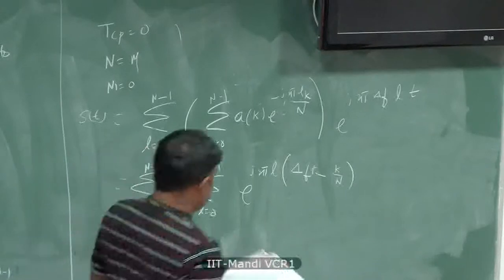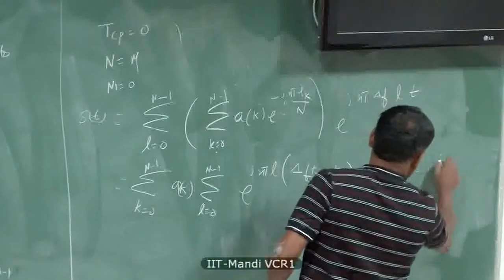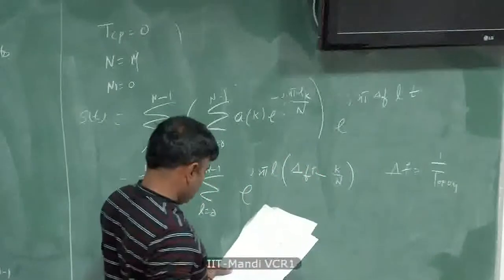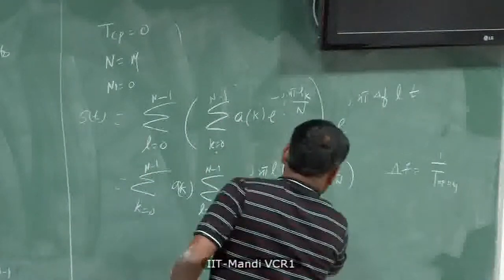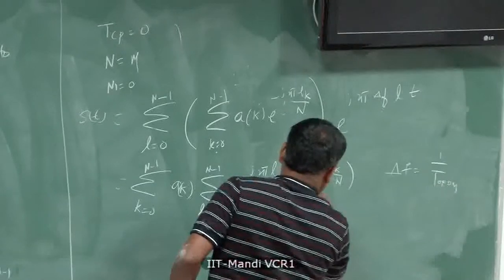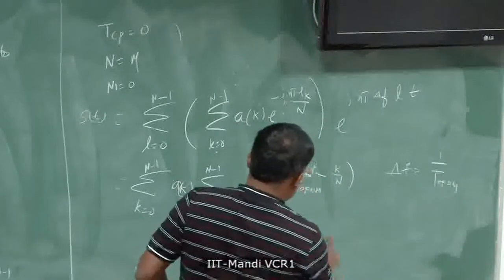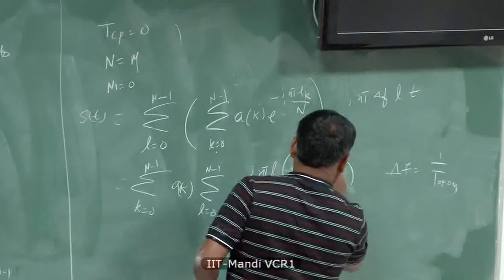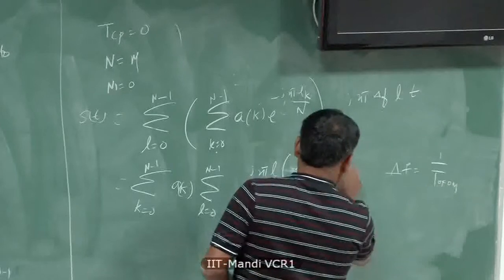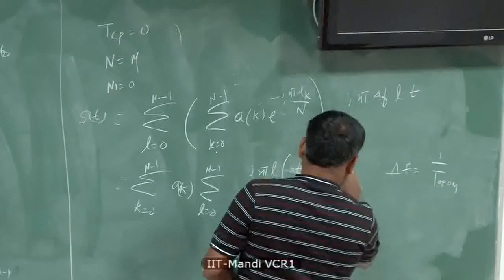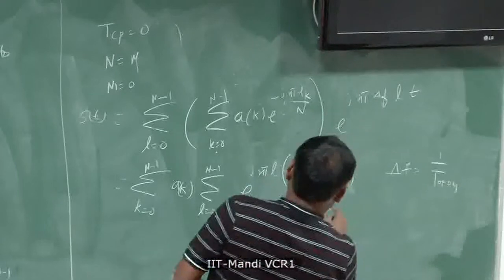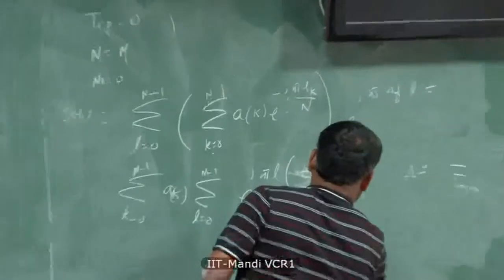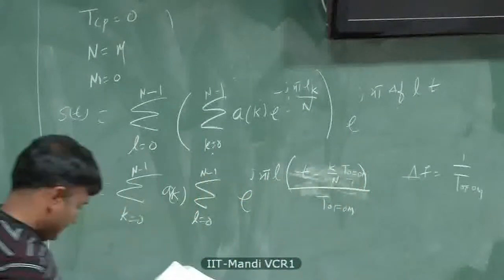Okay? And delta f is 1 over T OFDM. Let's substitute that. So this can be written as 1 over T OFDM, and that can be written as t minus k by n, into T OFDM. No, it's not k by T, it's k by n, right? And the whole thing divided by T OFDM. Can I write like that?